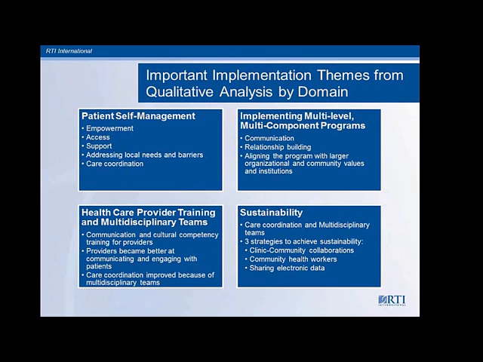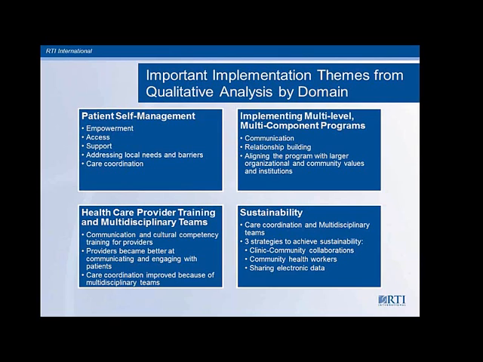And again here, care coordination became a really important theme when we looked at these multidisciplinary teams. There was a lot of focus on how care was coordinated for particular patients across different disciplines, across different work lines in the clinics. And so care coordination is emerging as a very important theme across many of the sites and across many of the different components. We also looked at how they implemented these multi-level, multi-component programs, taking a broader view. And we found here that communication was very important.